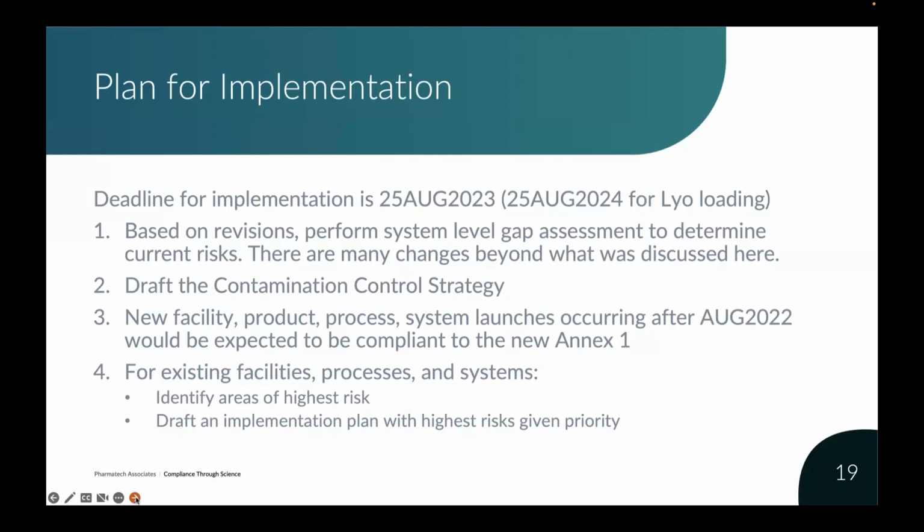If you have a new facility, product, process or any sort of system launching after, I don't mean by launching after August last year that it would be fully compliant by August of last year. It needs to be compliant by August of this year. But if you've launched that new thing after August of last year, I think it'd be reasonable that they would expect that within a year you'd be compliant in that new system to the new Annex 1, right?